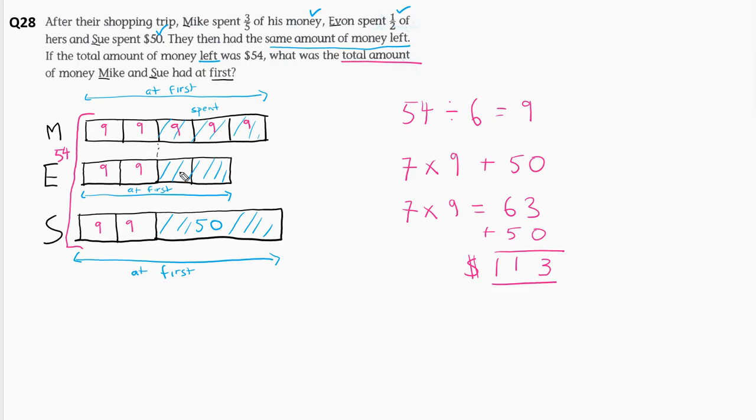So it's just a case of keeping track of what your model is showing you. You could have redrawn this part, but I don't think that's necessary. And pay very careful attention to what the question is asking you for, especially if there's a beginning situation and an end situation. And we had this extra tricky bit where there's 3 people, but they're only asking for what 2 people had at first.